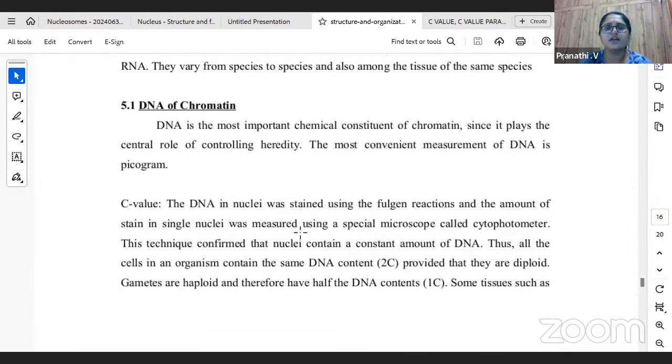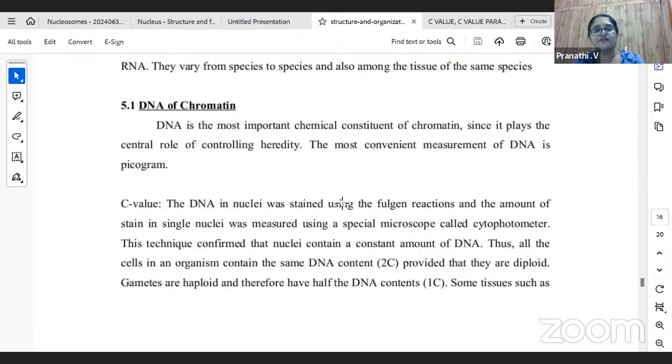Now we have something called the C value. I have another presentation, in fact, which I want to share with you, on the C value paradox and all of that. It sounds very nice, the C value paradox. The basic definition of a paradox is a seemingly contradictory statement.